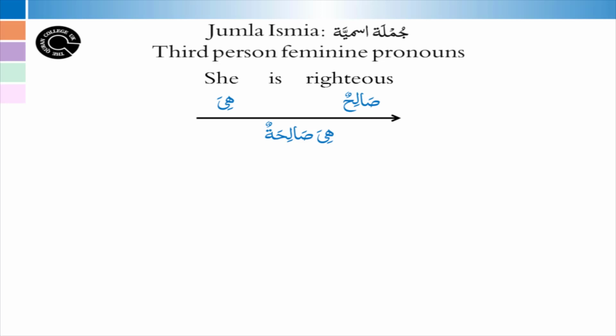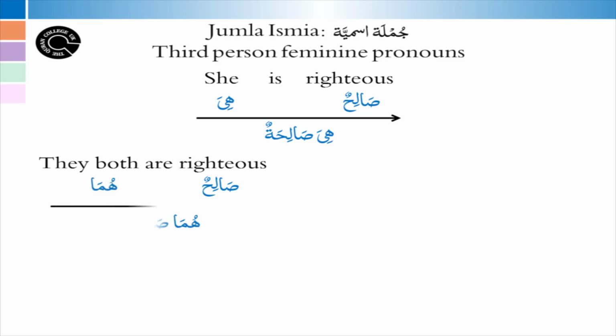The next example is they both are righteous. For righteous we use salihun. For both we use huma. The sentence then becomes huma salihatani. I mentioned just a few seconds ago that for the dual case of masculine and feminine we use huma. The question arises how we are going to differentiate if huma is used for masculine or feminine.